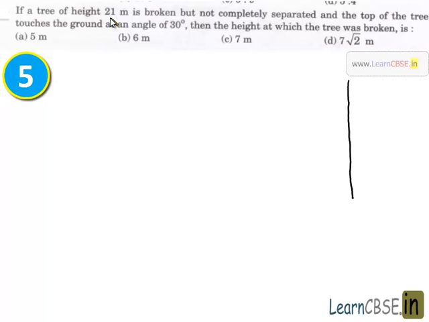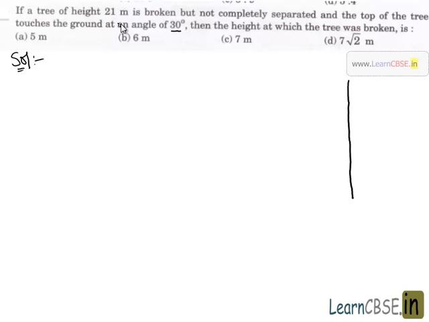If a tree of height 21 meters is broken but not completely separated, the top of the tree touches the ground at an angle of 30 degrees. Then find the height at which the tree was broken. We have options as 5 meters, 6 meters, 7 meters and 7 times root 2 meters. Let's work out the problem.